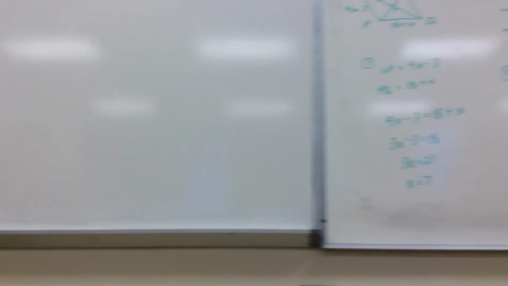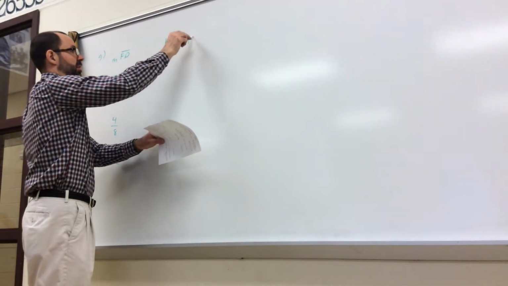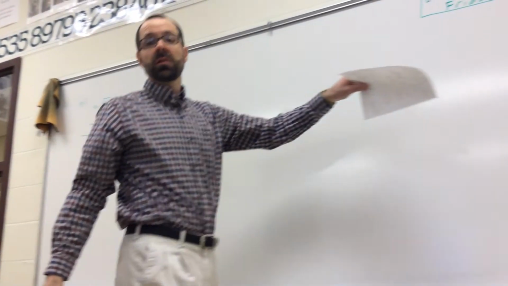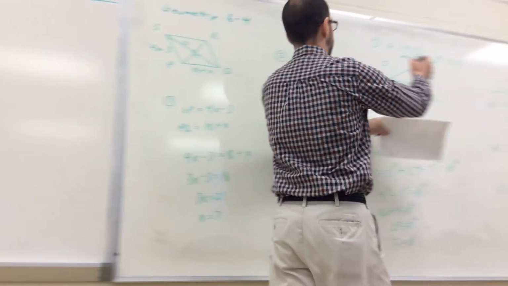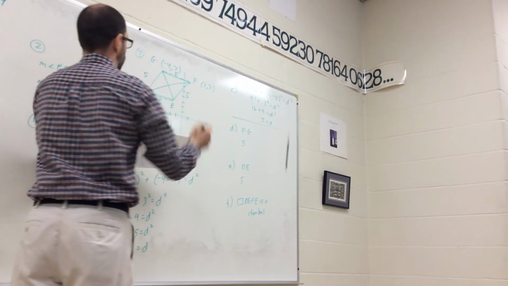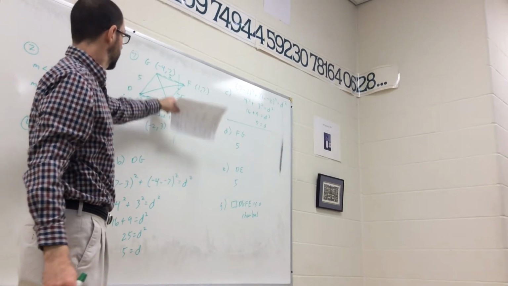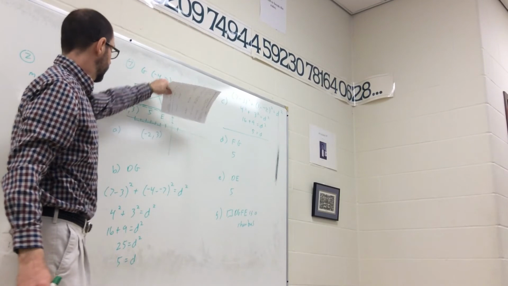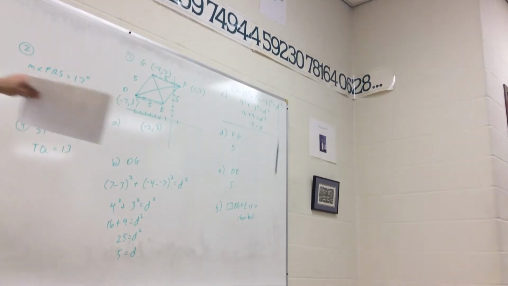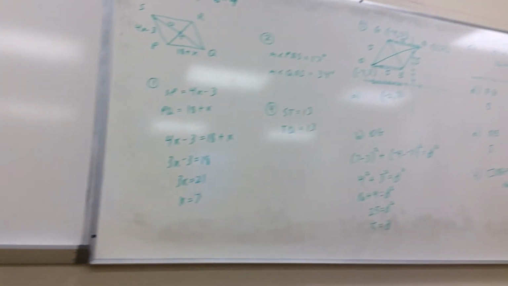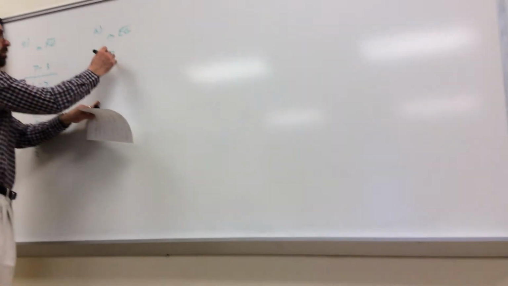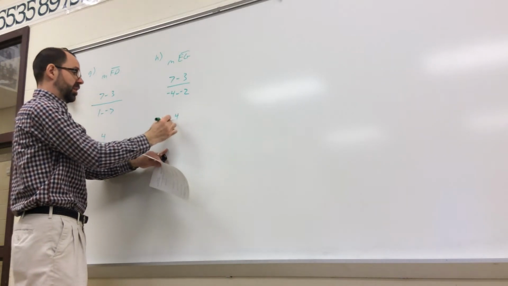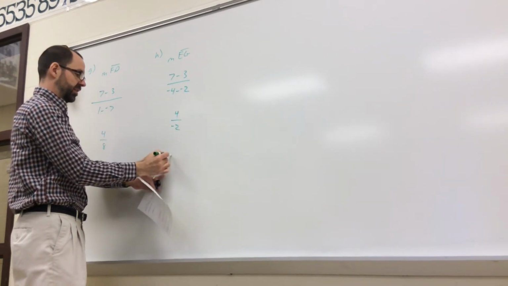And then part H asks for the slope of EG. So this line, so 7 minus 3, negative 4 minus negative 2. So 7 minus 3 is 4. Negative 4 minus negative 2 is negative 2. That divides out to negative 2.